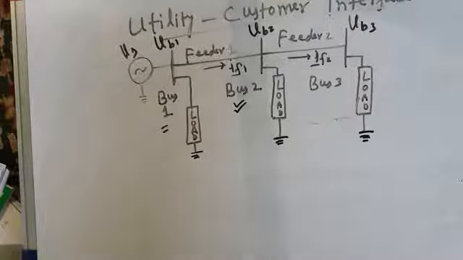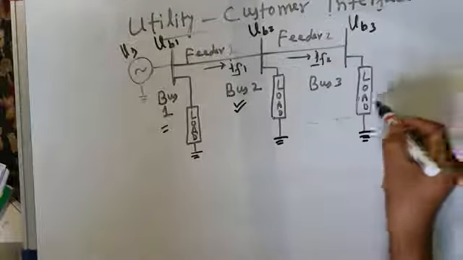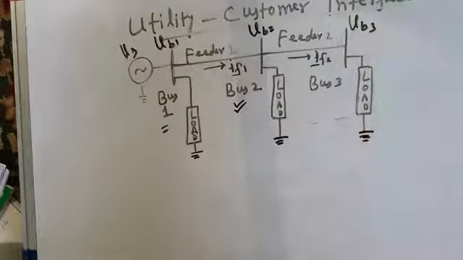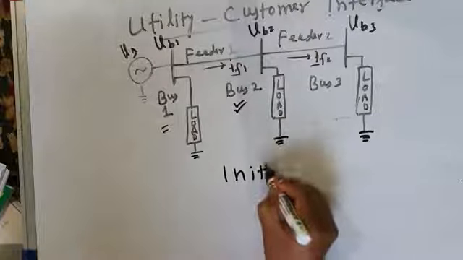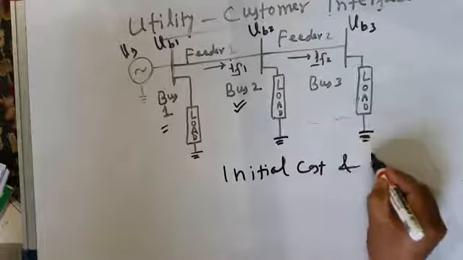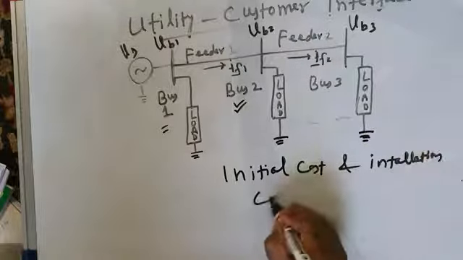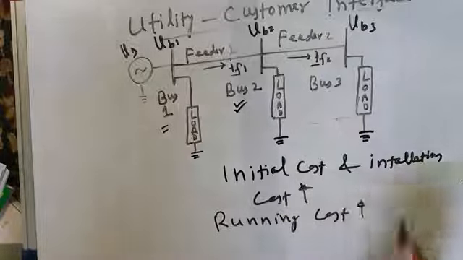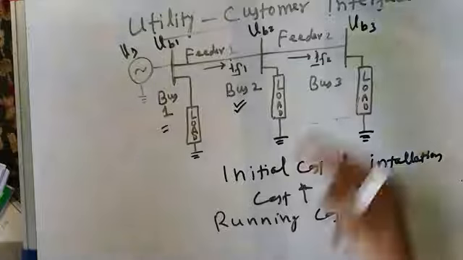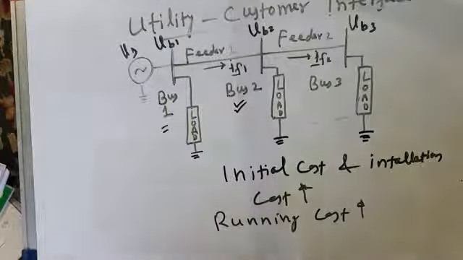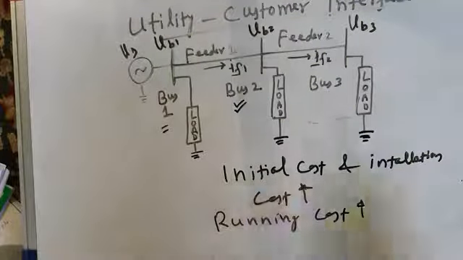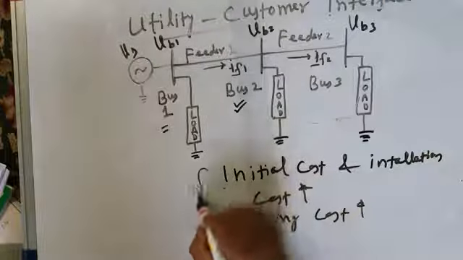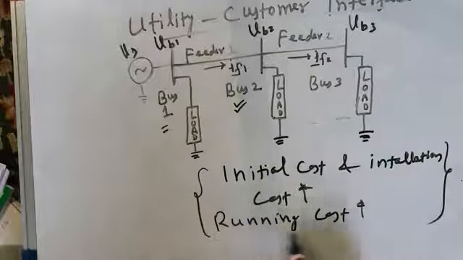Why? Because the initial cost of this custom power device, which has to be connected by the customer across its load, may be very high. Initial cost and installation cost. Installation cost may be large, and running cost may also be high. Running cost means every year you have to go for maintenance, and in case of any failures of some devices in the custom power device, those devices have to be replaced by new ones. I mean, maintenance costs, running costs. So because of these heavy initial and installation costs and yearly running costs, the customer may refuse to install this compensating device or custom power device across their load.